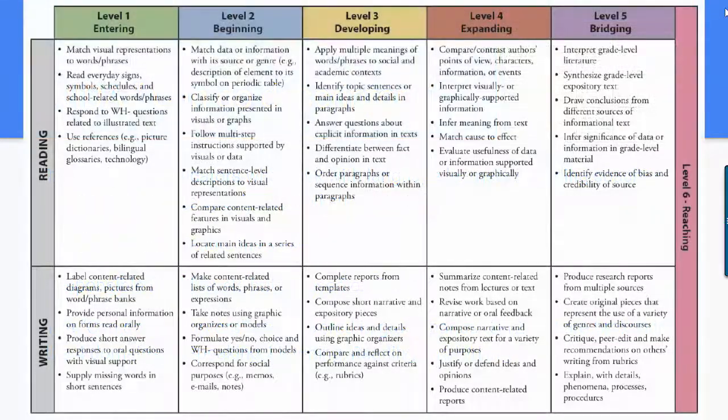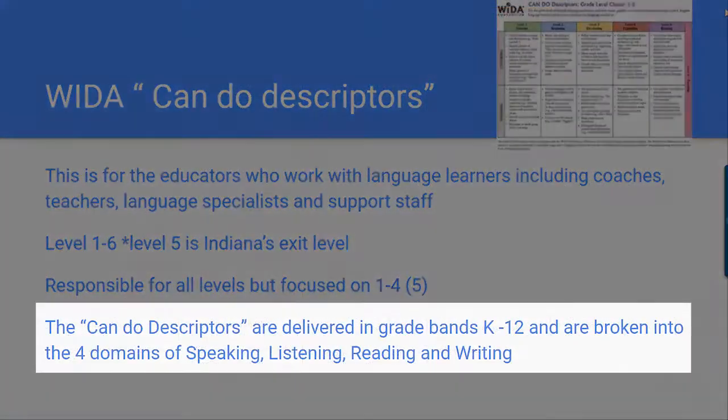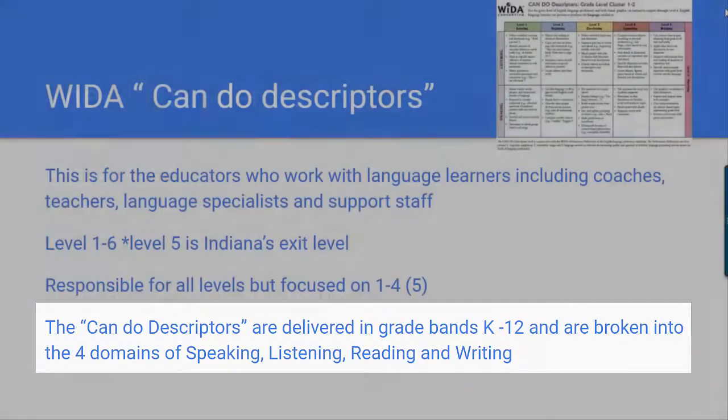And so then with the WIDA Can Do Descriptor, you will need to look for the level of language and what they can do and what that means in speaking, reading, writing, and listening. The Can Do Descriptors are delivered in grade bands K through 12 and are broken into 4 domains of speaking, listening, reading, and writing. And they're broken down in different grade bands like pre-K, K.